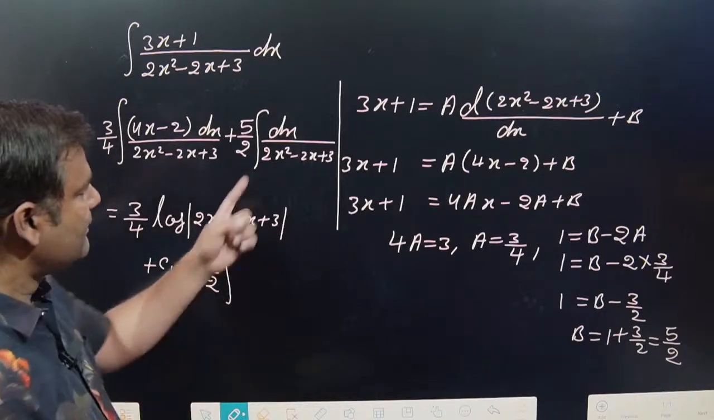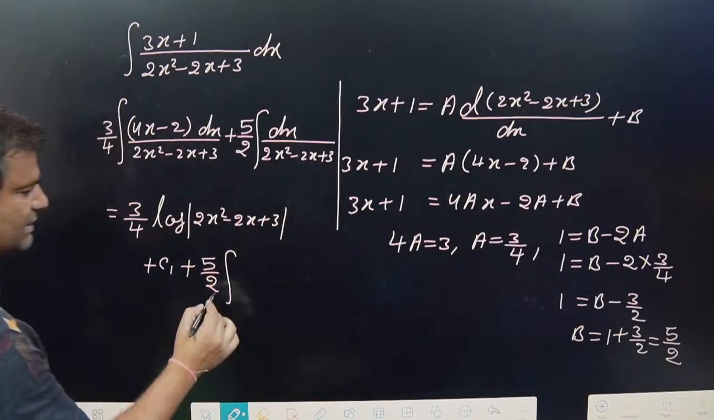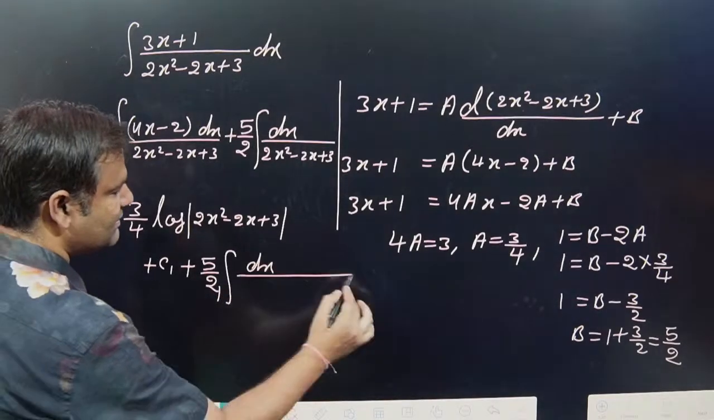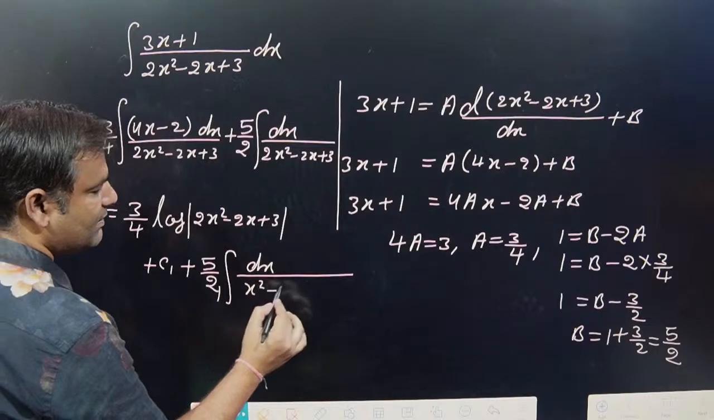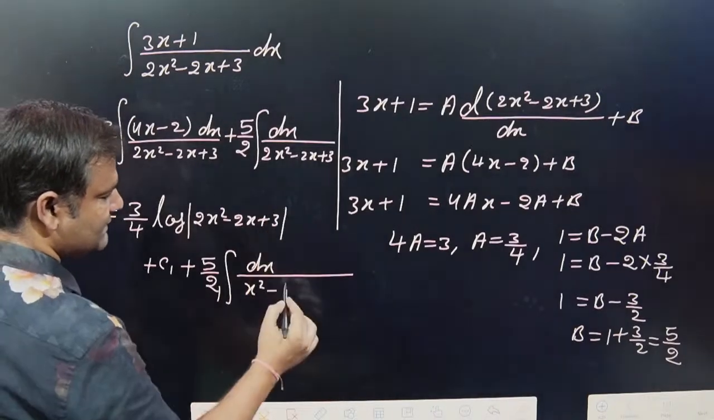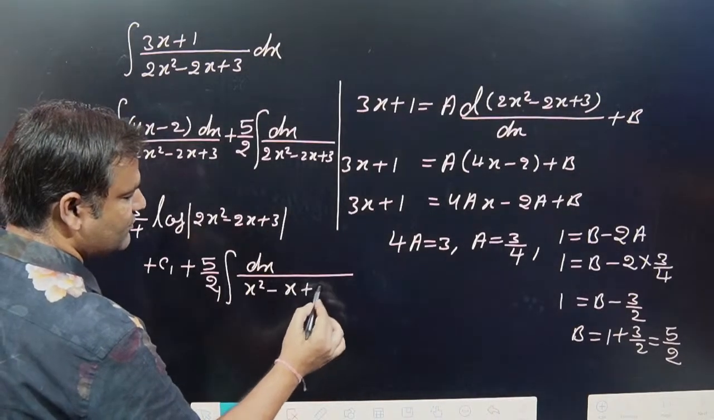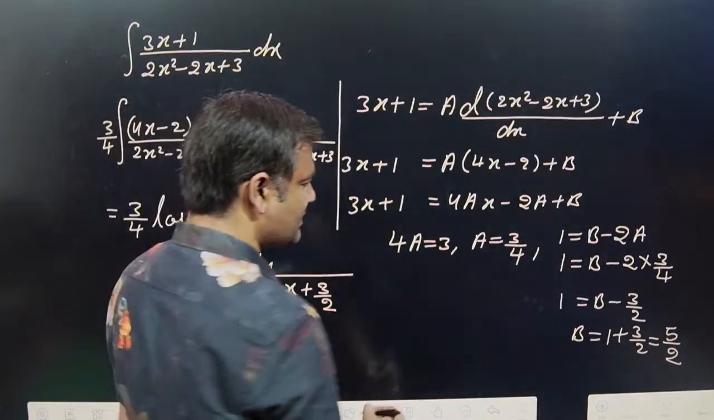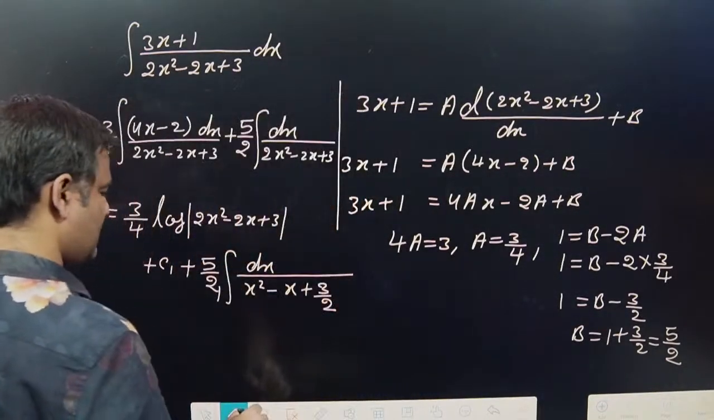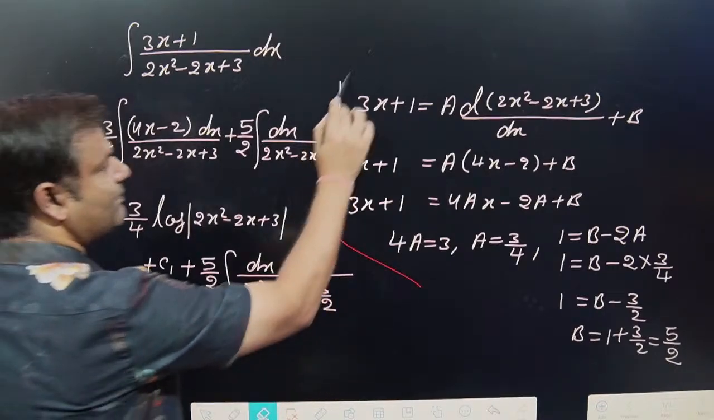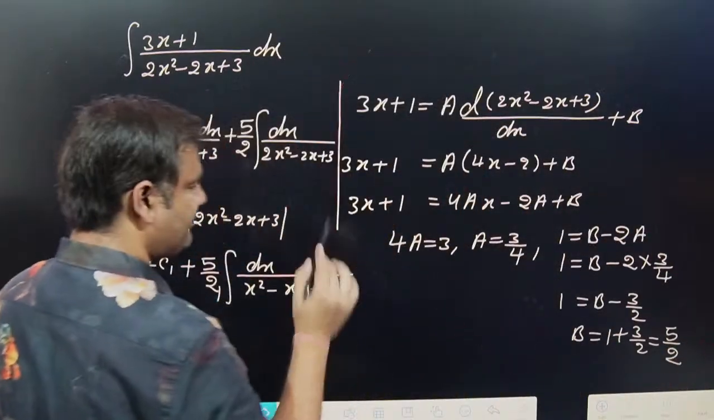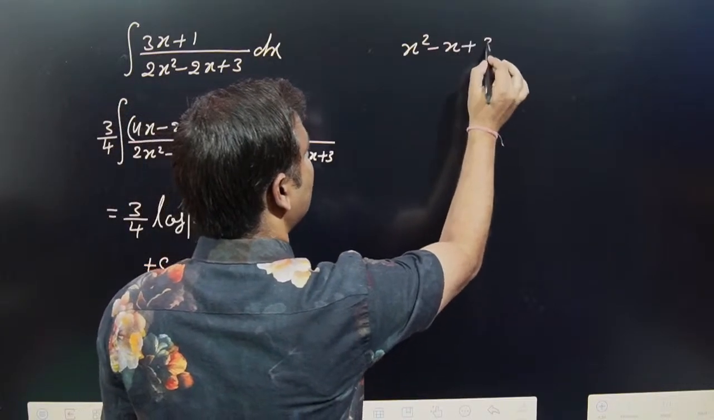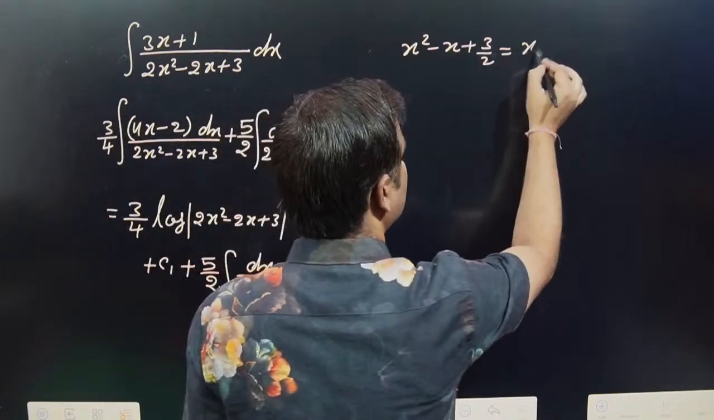Okay, if 2 is common, then that one is written as 5 by 4 dx divided by how much? x square minus x plus 3 by 2. Okay, so how can we make a perfect square? First of all, I hope it is clear. This one is removed. Look here, x square minus x plus 3 by 2. How can we make a perfect square?